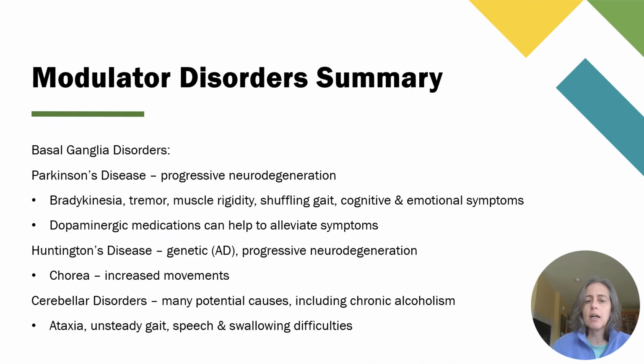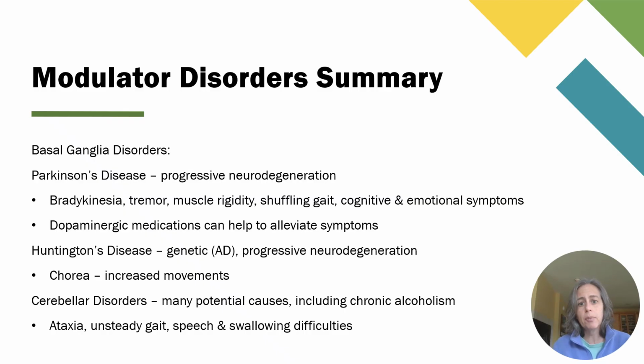So in summary, when we talk about disorders that affect these modulators of motor functions, we've got the basal ganglia disorders. We talked about Parkinson's, which is a progressive neurodegenerative disease of uncertain cause, but genetic and environmental factors are involved. People get bradykinesia, which is very slow movement or difficulty initiating movement, tremor, muscle rigidity, and a shuffling gait. They can also have cognitive and emotional symptoms as well. And because the neurons in the basal ganglia that are affected by Parkinson's are ones that release dopamine, medications that increase the amount of dopamine in the brain can be helpful in treating the symptoms of this condition.